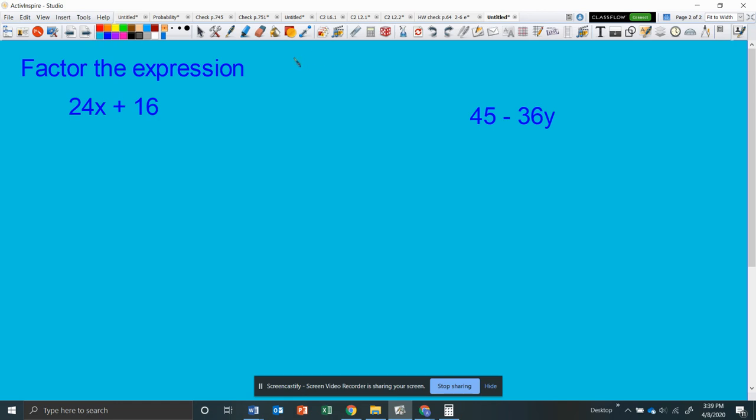Really what we're doing is we're looking at the terms in this expression, and we're finding the GCF of all the terms in the expression. So how many terms do I have? I have 2 terms. I have 24x and I have 16. What do you think is the biggest number, or maybe even variable, that would divide evenly into 24x that also divides evenly into 16? And I hope you're seeing it as being 8, okay?